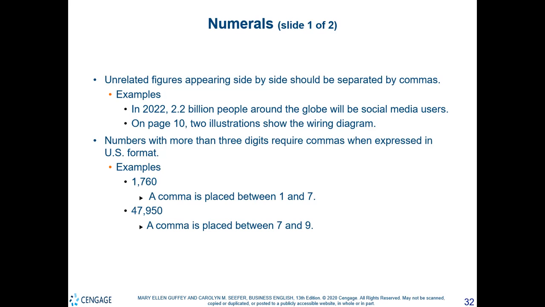Numbers with more than 3 digits require commas when expressed in US format. Examples: 1,760, a comma is placed between a 1 and a 7. 47,950, a comma is placed between a 7 and 9.